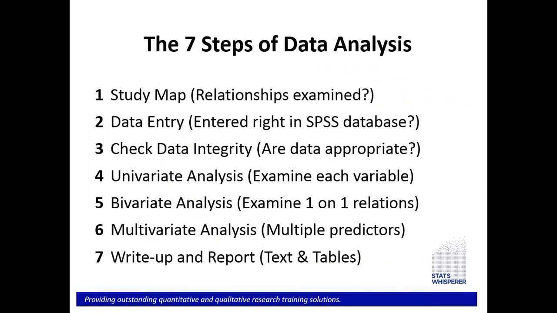4, univariate analysis, where we look at each variable one at a time, at each characteristic. 5, bivariate analysis, where we look at significant one-on-one relationships between the variables and our outcome. Then 6, multivariate analysis, where we look at multiple predictors on our outcome. And then 7, the write-up and report. So this is going to become very lucid very quickly.